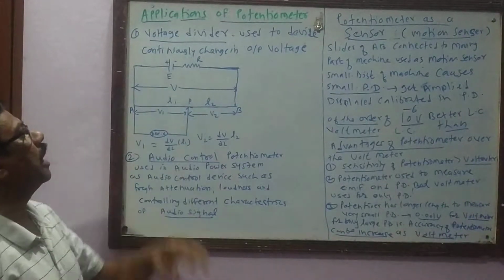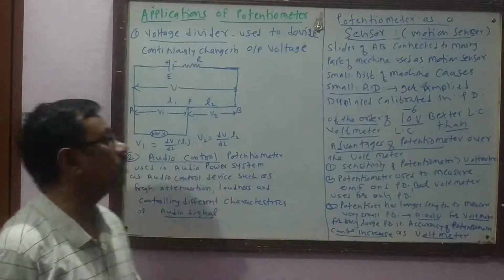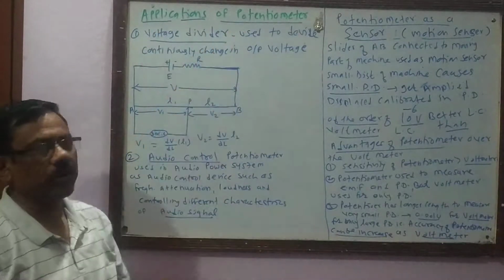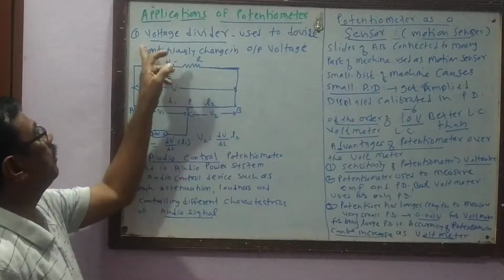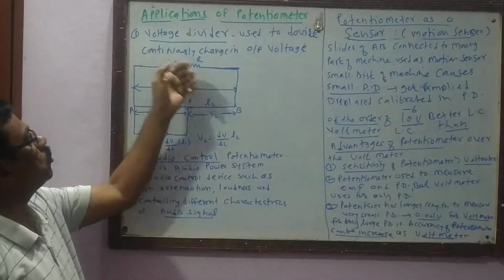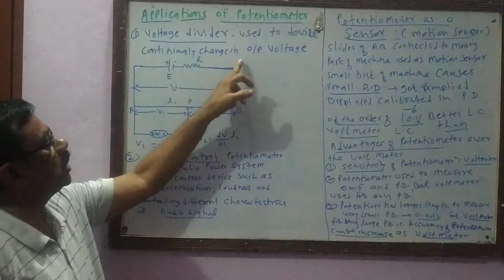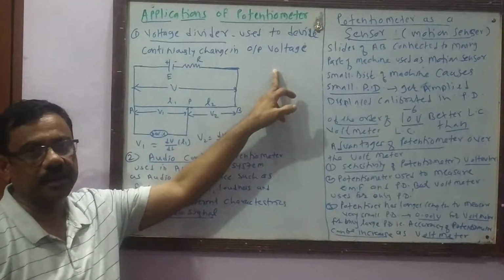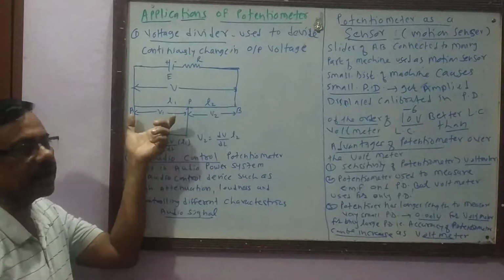Dear student, in the last lecture we have seen the uses of potentiometer. Now let us see the applications of potentiometer, that is, the practical applications of potentiometer. The first application is voltage divider. The potentiometer can be used as a voltage divider for the continuous change in the output voltage of the AC mains. How it can be used as a voltage divider is shown in the circuit diagram.